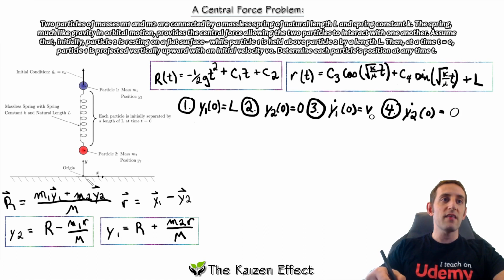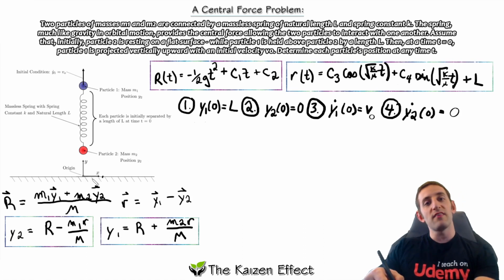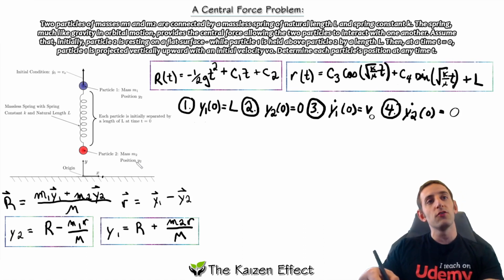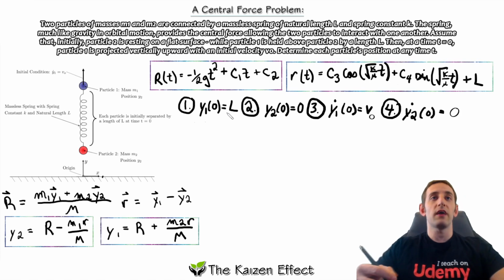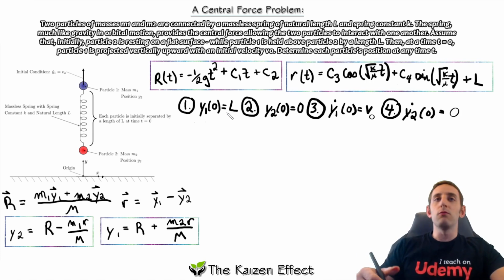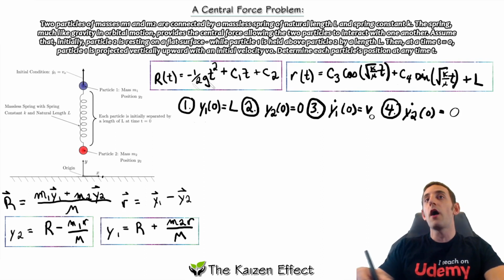So the flat surface is at the origin down here, which we're going to set to y equals 0. So for particle 2, y2 at 0 equals 0. And if this guy is initially at a length L, the natural length, that means that particle 1 must be equal to L. So y1 naught must equal L. So you're probably thinking, well, what am I supposed to do with this? Our equation is in terms of big R and little r.